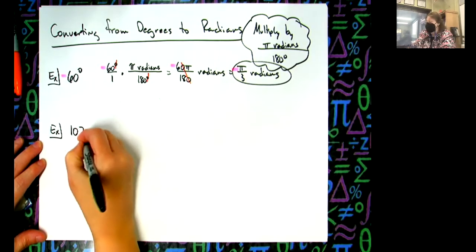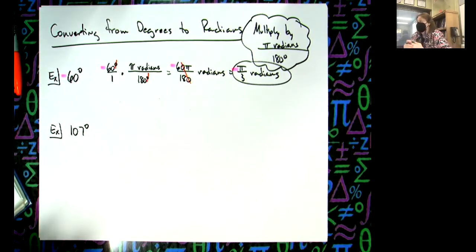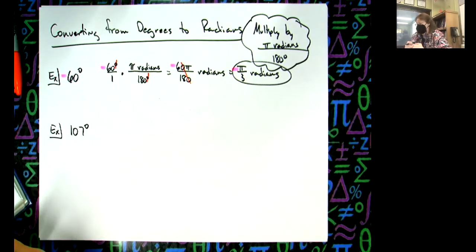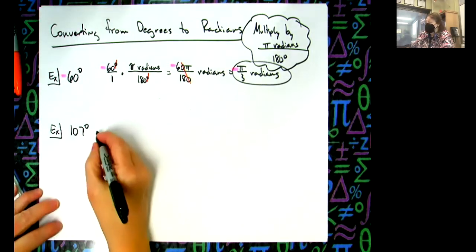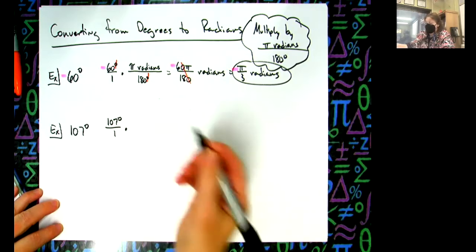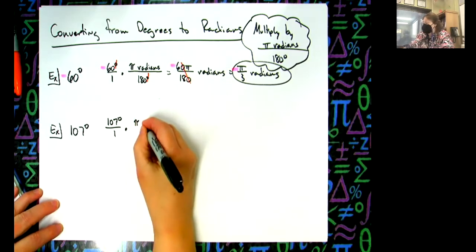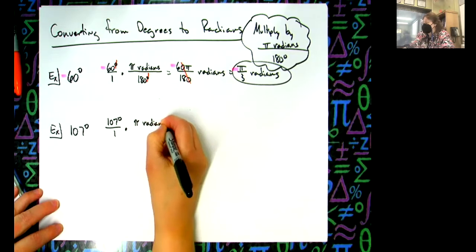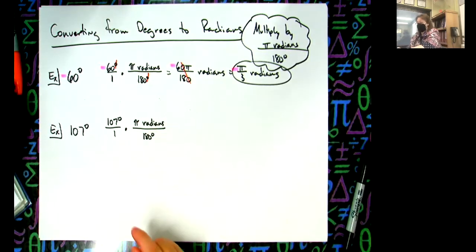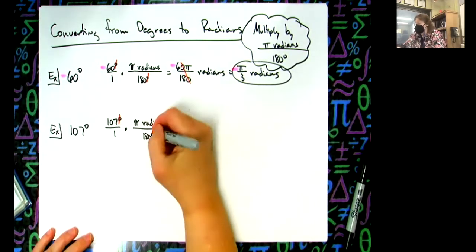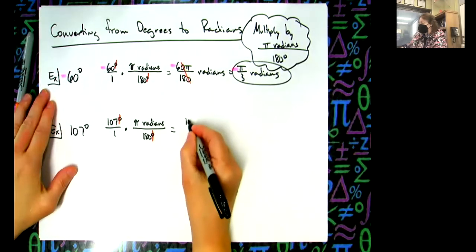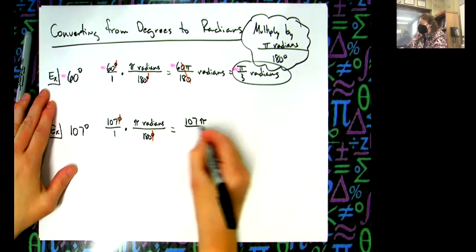Like if I had 107 degrees, that is not a multiple of 30, 45, 60, or 90. That doesn't mean we can't do it. We're still going to have 107 degrees over 1, and I'm still going to multiply it by pi radians over 180. I want that 180 on the bottom because I want the label of degrees to cross out. But now what you're going to get is 107 pi over 180.